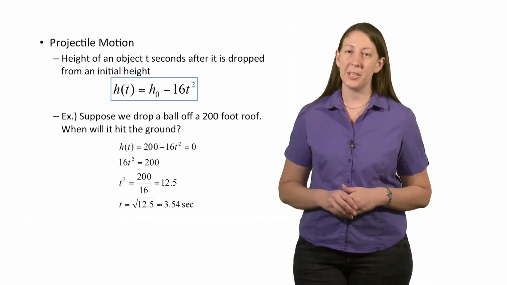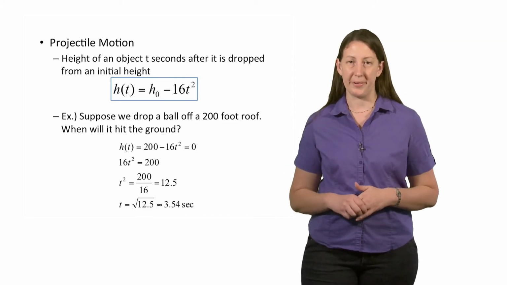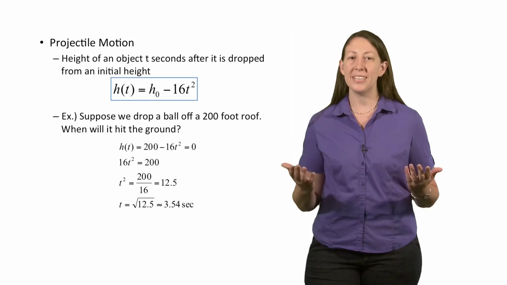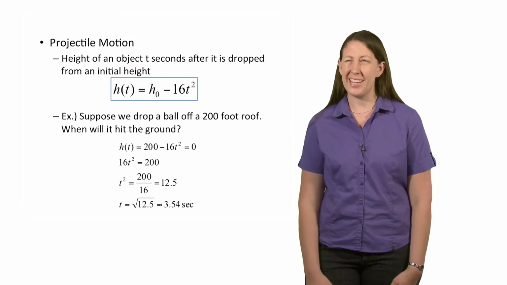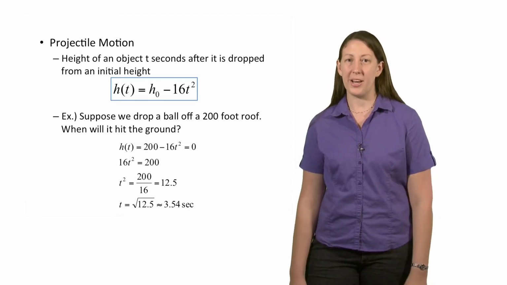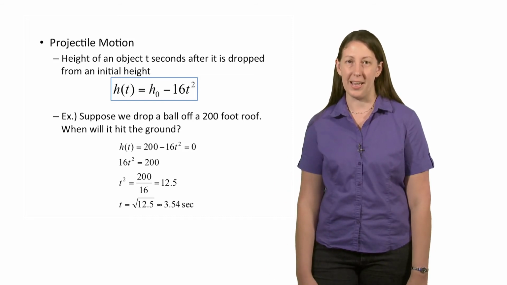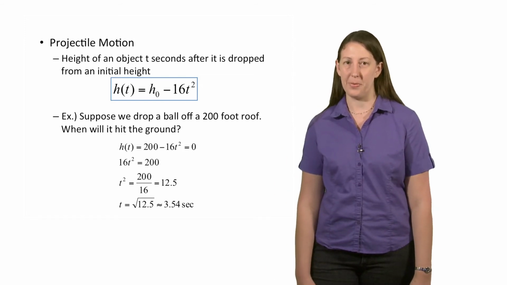You're right. Normally you would say plus or minus the square root of 12.5, but because here t represents time, time can't be negative. So we'll only be talking about the positive values of time, and that's why I just picked the positive 3.54 seconds. So there's an example of how we would use a polynomial, in this case a quadratic equation, to solve for important information from an application problem.